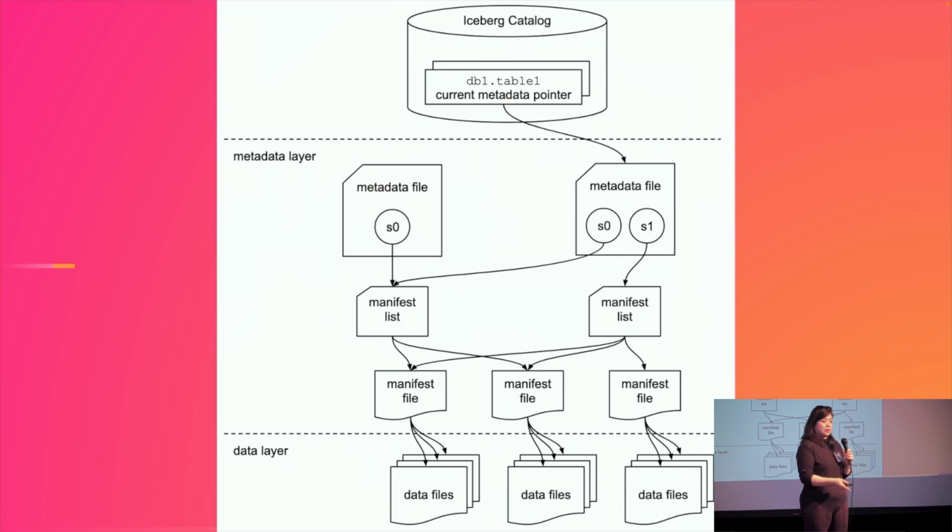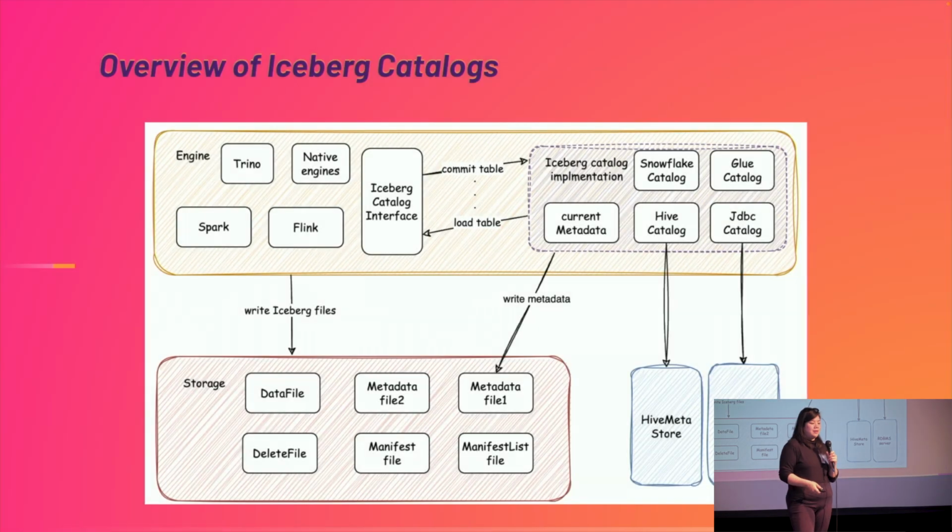So this is kind of the structure of how it's implemented. And you can see that it points to different manifest lists, which then point to manifest files and then data files itself. So how this is actually implemented is pretty straightforward, but if you want to use it in a production scenario, you really want to be able to have your catalogs be queryable by different engines, and you want it to always be up to date.